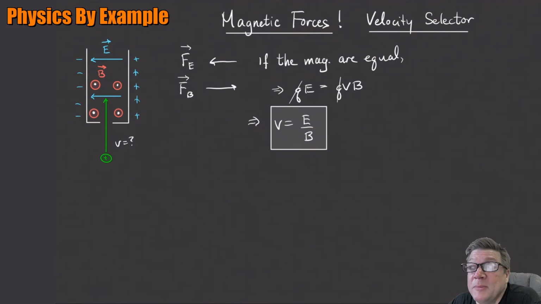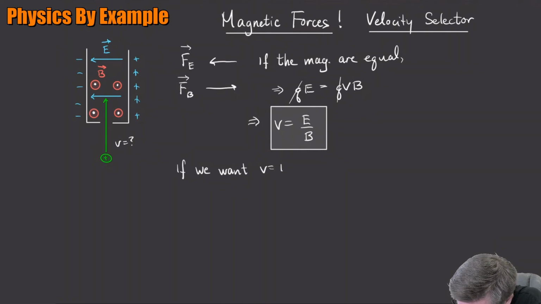What does that mean? Well, consider this, because however you build this device, you can tune what the electric and magnetic fields are. For example, like in our last example, we had v as 10 to the 6th, a million meters per second. Suppose you want all the particles to come out of this thing with that exact speed. Then you have to make the ratio between the electric and magnetic fields in your pipe 10 to the 6th.